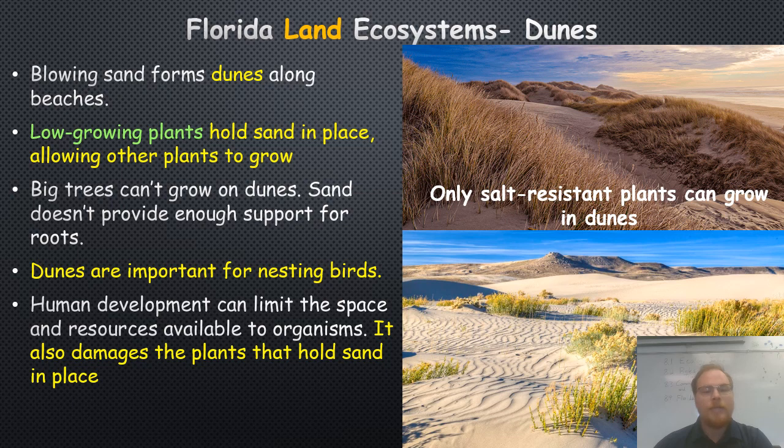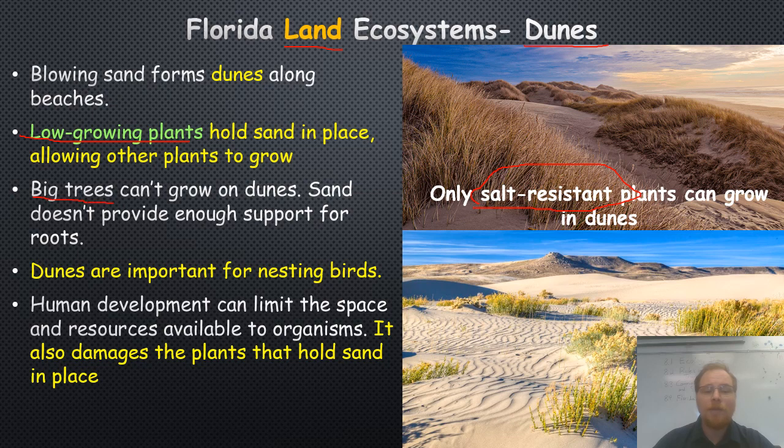Now, the final land ecosystem we're going to be talking about is dunes. Dunes are really important for beaches because when the sand builds up along the beaches, low growing plants that are really resistant to salt can grow inside the dunes. This holds the dunes together with the roots and keeps them in place. If you don't have these plants growing on the dunes, then the dunes are going to be shifting and moving with the wind and the sand blowing, and that can actually cause damage to the human stuff around them. So these low-lying plants help keep the dunes in place, and they provide a habitat that organisms can live in.